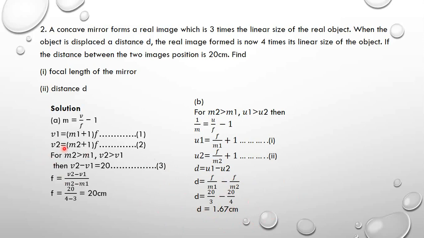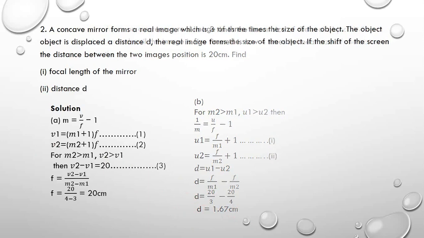Since we have this f, we can get v1 and v2. And then after getting v1 and v2, we can use the mirror formula to get u1 and u2, or we can even use the magnification to get the u1 and u2, and then get the difference between u1 and u2, and still get 1.67 centimeters.